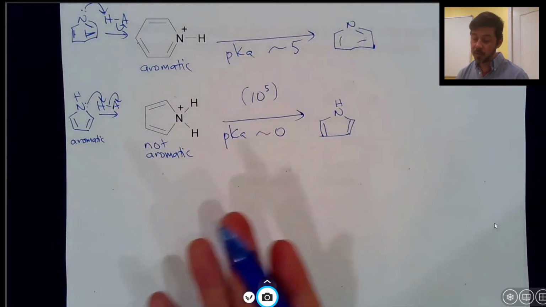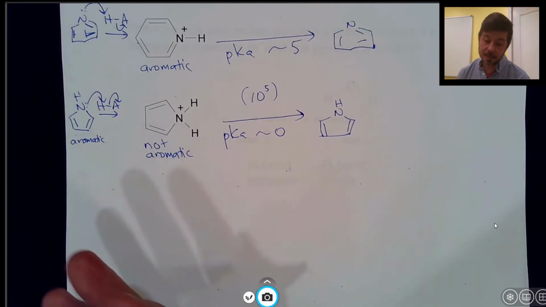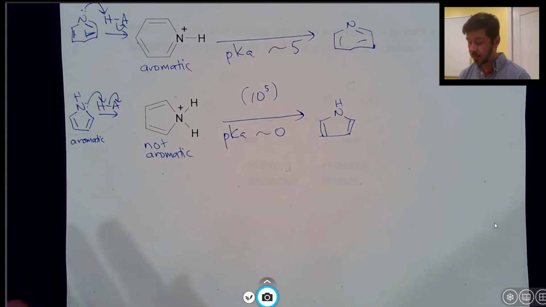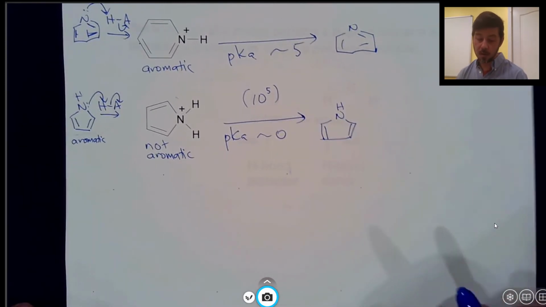This is important. Why are we talking about pyridine and pyrrole? Because as we'll learn soon, the heterocyclic bases like thymine, cytosine, guanine, adenine, all of those bases are aromatic, and we need to think about the consequences if we protonate them. Do we lose aromaticity? Because that could influence its reactivity and its function with respect to DNA or RNA.